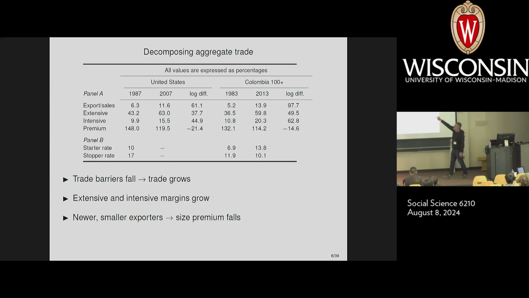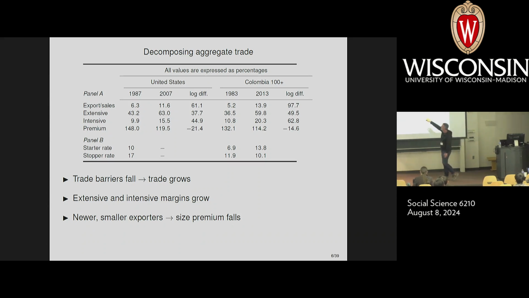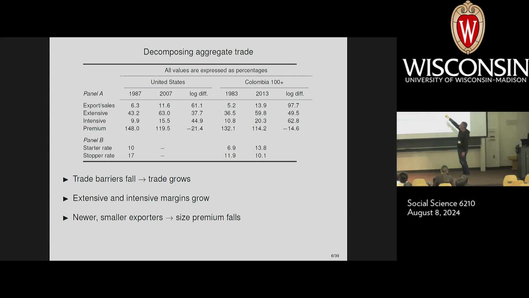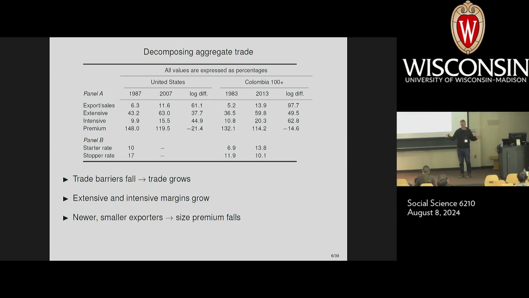So the next three lines are those three terms on the right-hand side of that decomposition. The extensive margin: in the US, something like 43% of firms were selling something abroad. It goes up to about 63% in 2007. So a lot more firms are now engaged in this. In Colombia, that number is about 36% and goes up to about 60%. So we've got this increase in trade, and part of it is coming from there being more exporters.